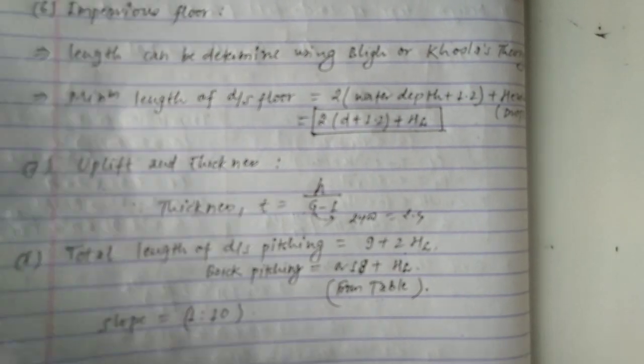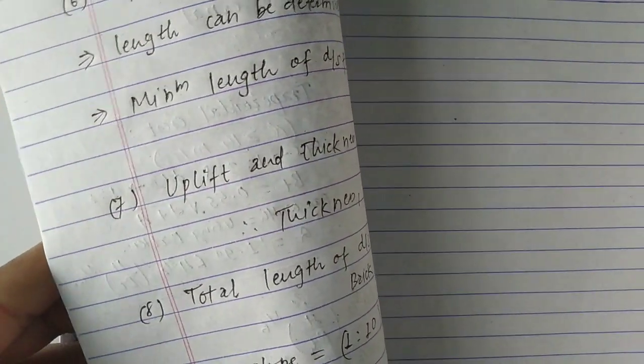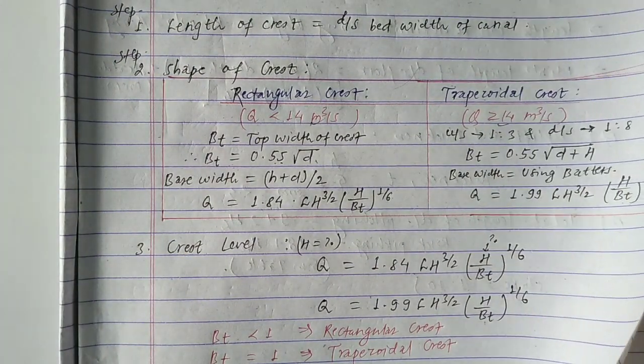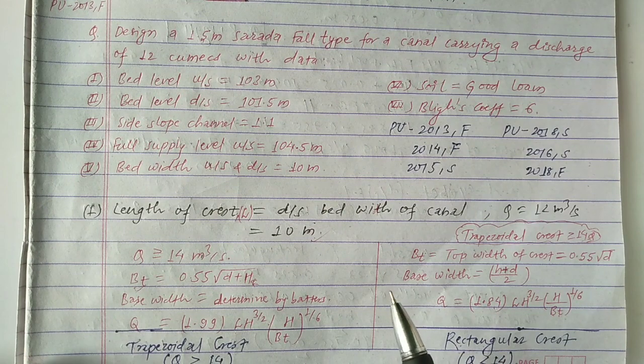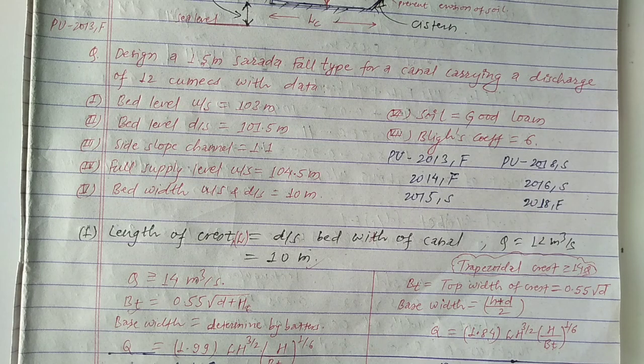Okay, so this is all about the design steps of the Sarda fall. Now let's see a numerical related to the design of Sarda fall, and we will follow all these steps. So basically we have a total of 8 steps for the design of Sarda fall. Let's see all these steps and do one numerical. We have a numerical given here, and we will solve it using these steps of Sarda fall. Okay, so let's start.